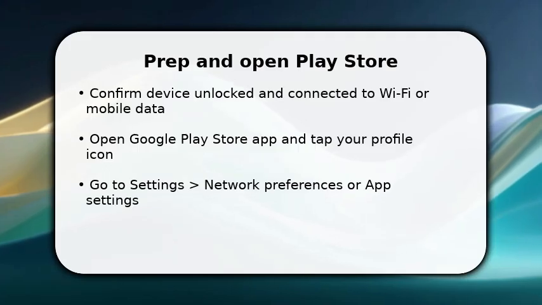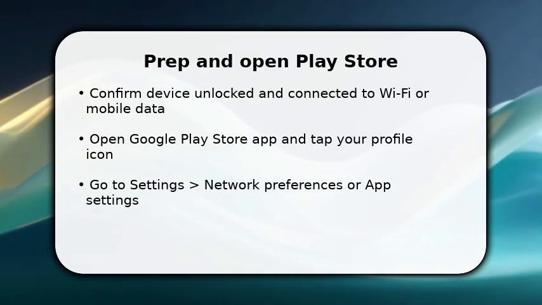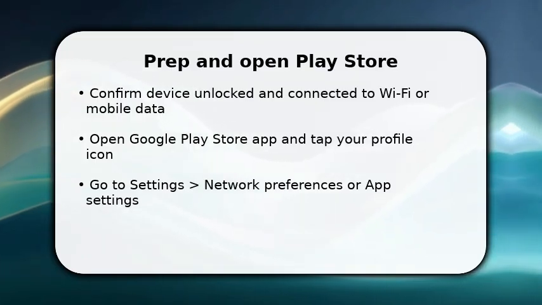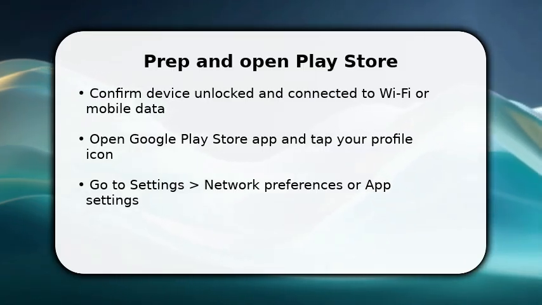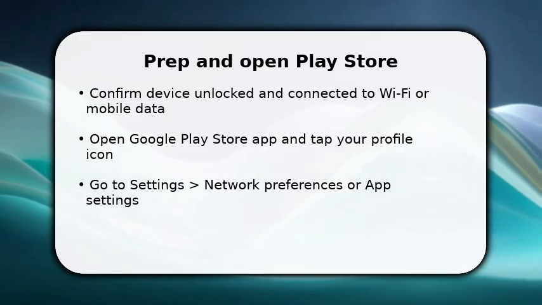Enjoy the video. You'll start right in the Play Store app. Don't waste time. Open the app and tap your profile icon in the top right. Once done, go straight to Settings, then to Network Preferences or App Settings depending on your version. You need this route because the auto update controls live inside these menus.